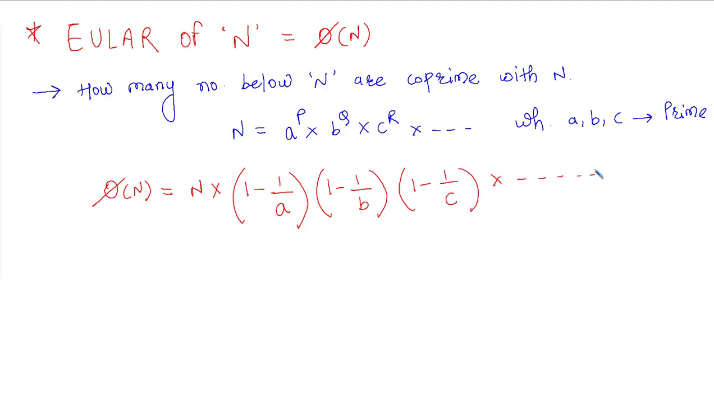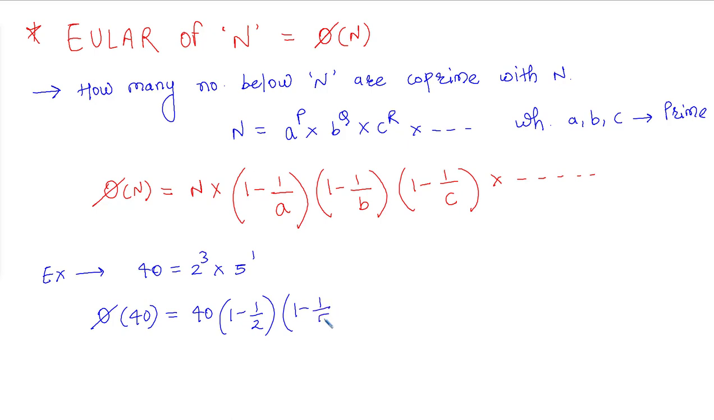For example, if I want to find Euler of 40, let's take the example 40. 40 is equal to 2 to the power 3 into 5 to the power 1. I want to find Euler of 40. So how can we find it? Euler of 40 is equal to 40 into 1 minus 1 by 2, into 1 minus 1 by 5. Over here there are only 2 prime factors.